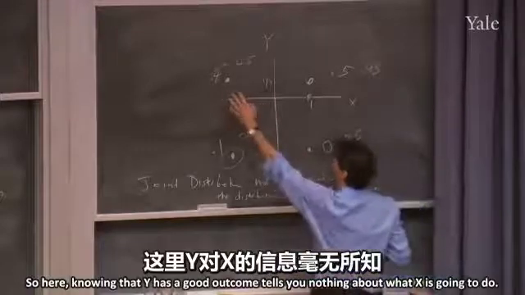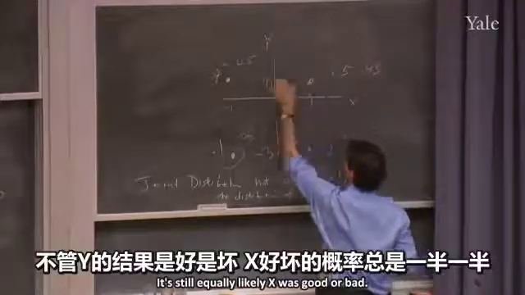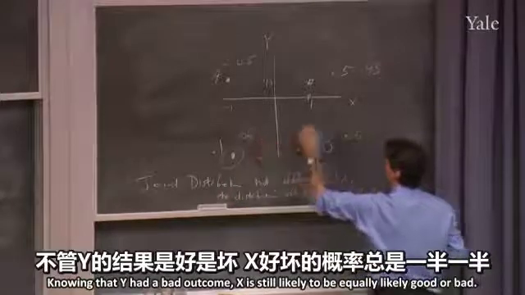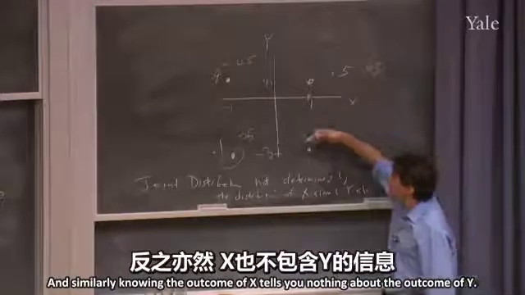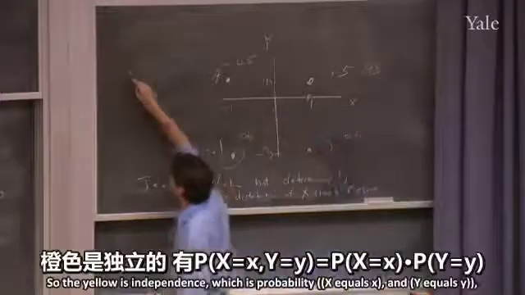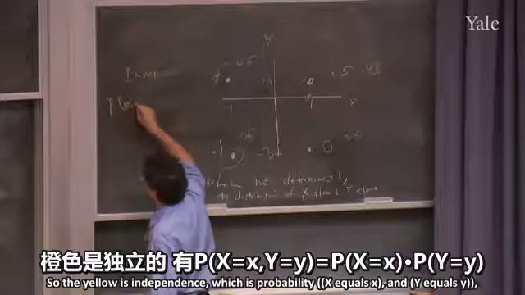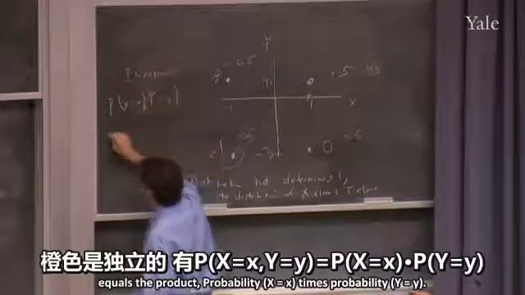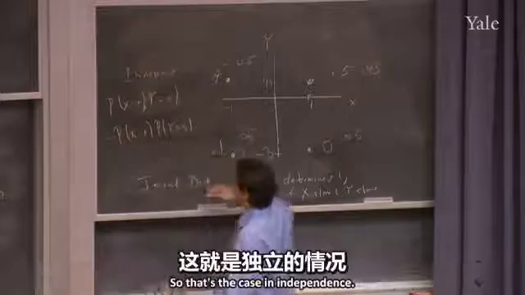So here, knowing that y has a good outcome tells you nothing about what x is going to do. It's still equally likely x was good or bad. Knowing that y had a bad outcome, x is still equally likely good or bad. Okay, and similarly, knowing the outcome of x tells you nothing about the outcome of y. This is 9 times this, and this is 9 times that. So the yellow is independence, okay, which is probability x equals x and y equals y equals the product, probability x equals x times probability y equals y. So that's the case of independence.